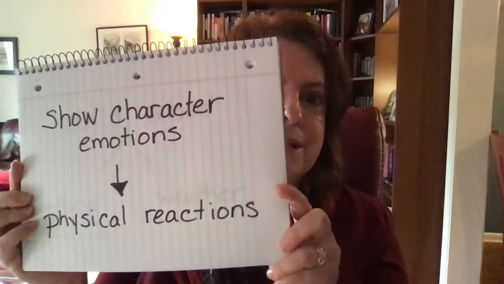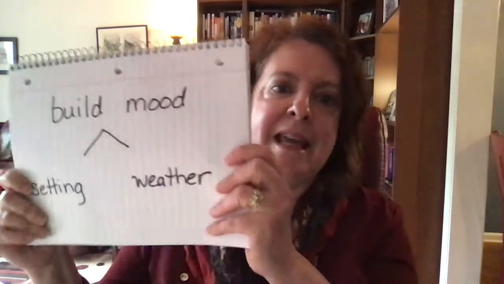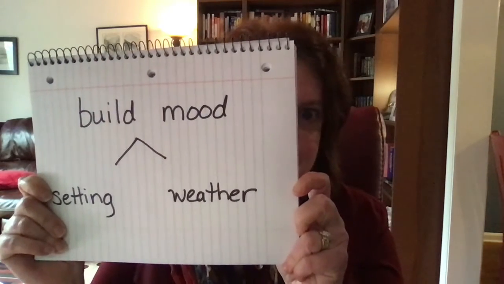And in the story, you're going to try to show character emotions using physical reactions. We want to see their teeth chattering. We want to hear their pulse pounding. We want to feel the hair rising on their forearms because they are scared. Also, I'm going to ask you to try to build mood either with the setting of the story or weather in the story, or both.